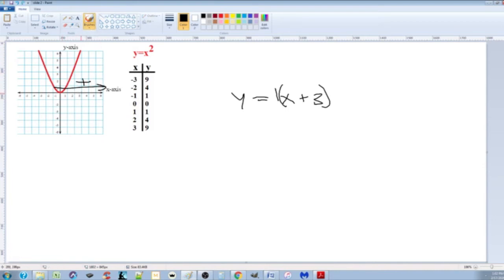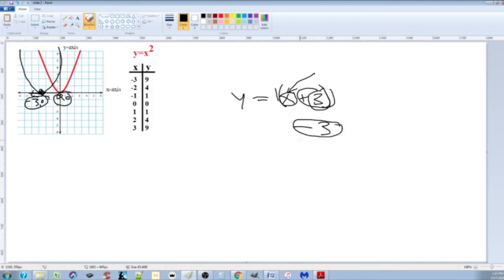But this is one of those tricky rules. Plus 3 with the x actually has the opposite effect, and we're going to see why in a bit. It actually moves the whole parabola 3 to the left. So my vertex goes from (0, 0) to (-3, 0). We're going to get into why that happens, but whatever's here, it actually translates the parabola the opposite way.